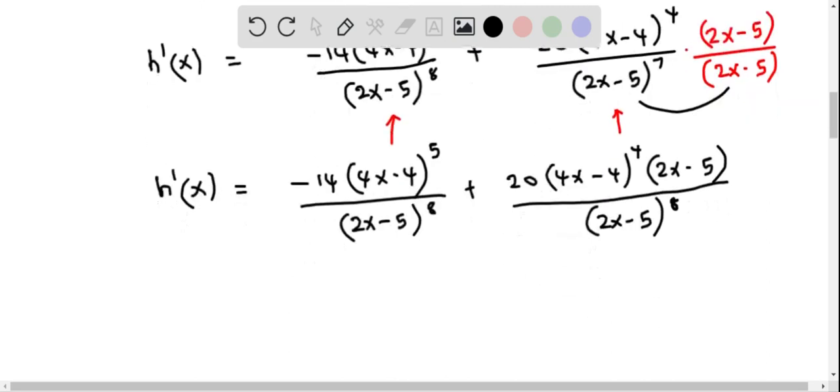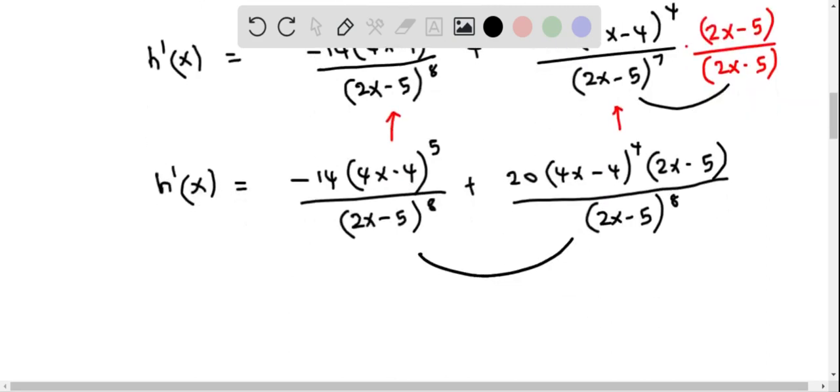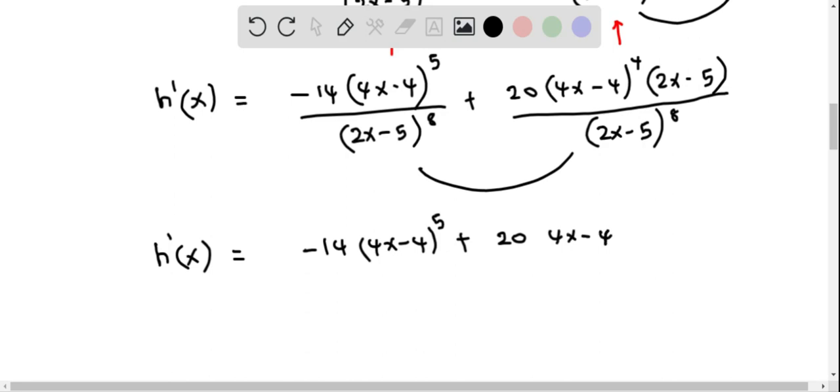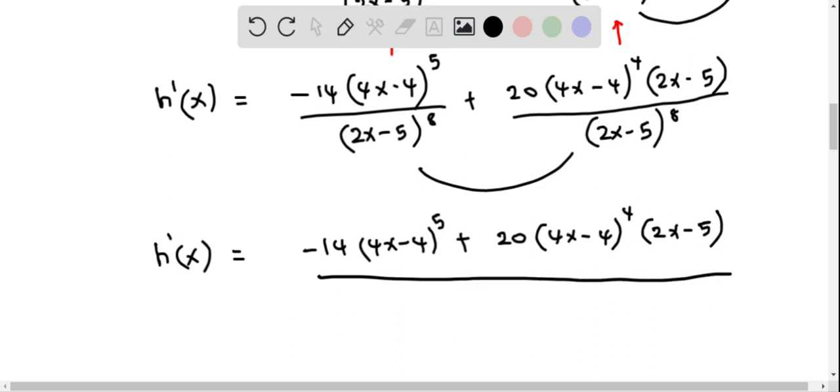So now we see that we have a common denominator, and this means we can write this as a single fraction. So I write h prime of x equals the first term, -14 (4x - 4)^5, plus the second term, 20 times (4x - 4)^4 times (2x - 5), and this is all over the common denominator, that is (2x - 5)^8.